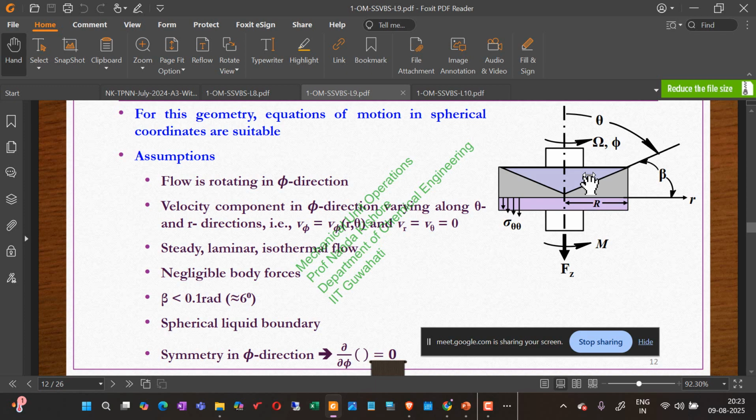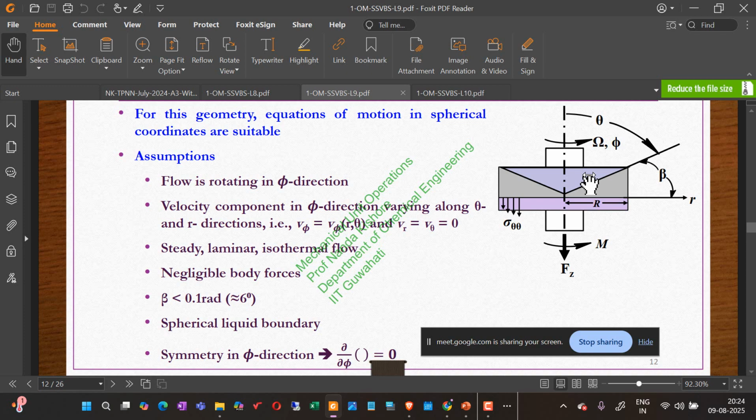So theta, phi, r, theta, phi, right? Here you have to go for this spherical geometry for the calculation of the different parameters and the rheological property of the fluid, be it the first difference of the normal stresses, and then the shear stress versus shear strain data, those things, right? So the basic assumptions here are listed.